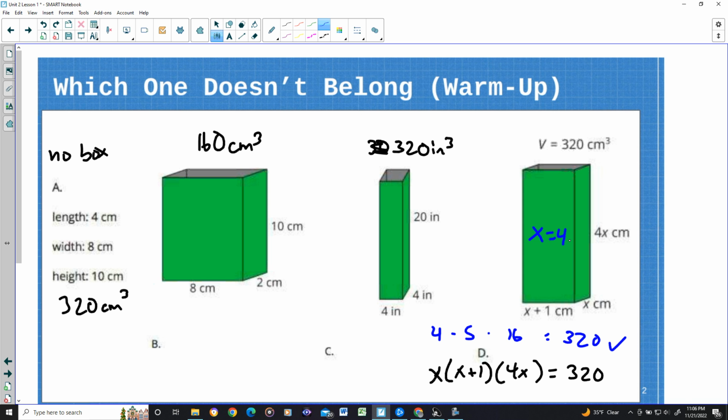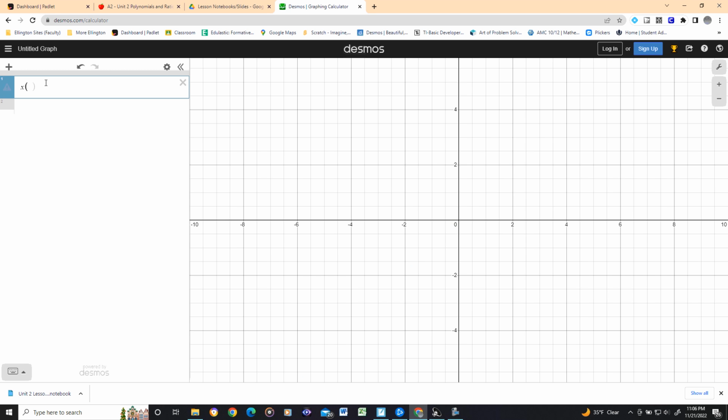Okay, now, could we have found that a different way? Well, we could try using Desmos. Let's see how that would look. So let's pull up Desmos and let's actually type this in here. So we have x times x plus 1 times 4x. Oh, well, isn't that an interesting looking graph?